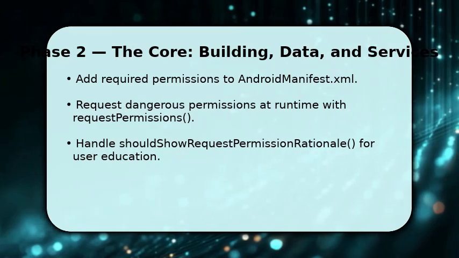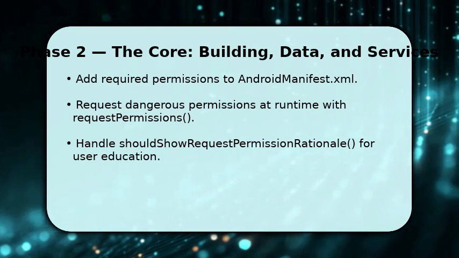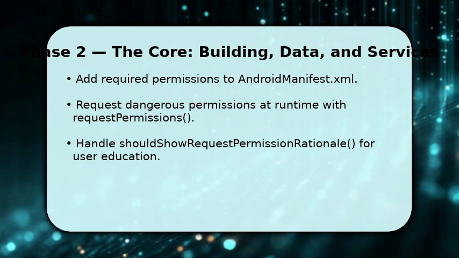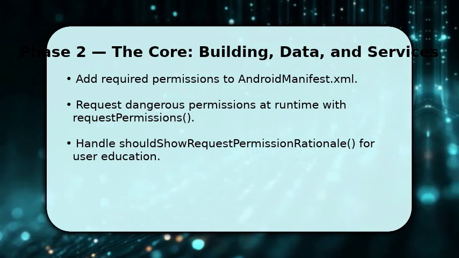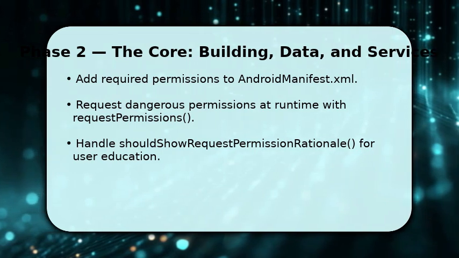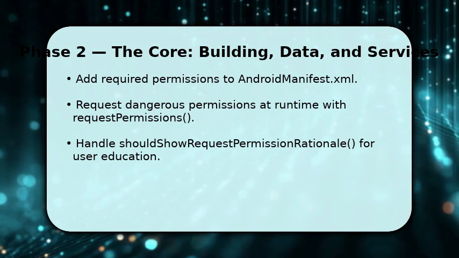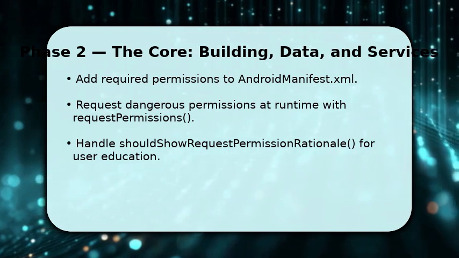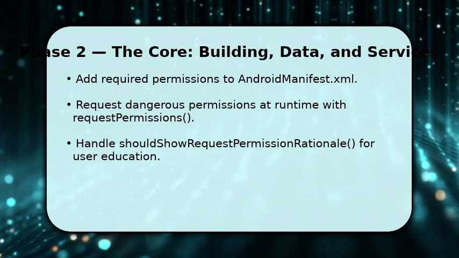Now you modify the app, add missing permissions to AndroidManifest.xml so the system knows the intent. Once the manifest is correct, implement runtime requests for dangerous permissions using requestPermissions and ActivityCompat.checkSelfPermission. First, use shouldShowRequestPermissionRationale to show context when a user previously denied, this prevents permanent denial confusion.